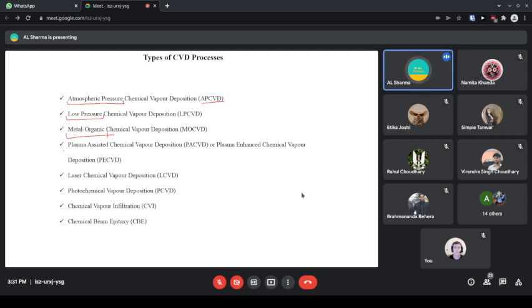If you are using plasma assistance, meaning you take the help of plasma in carrying out the chemical reactions, then it is said to be plasma assisted or plasma enhanced chemical vapor deposition, that is PECVD. If you are doing this in the presence of a laser, then it is laser chemical vapor deposition. If you are using photochemical, then photochemical vapor deposition. And there is also chemical beam epitaxy, which I'm not talking about right now.